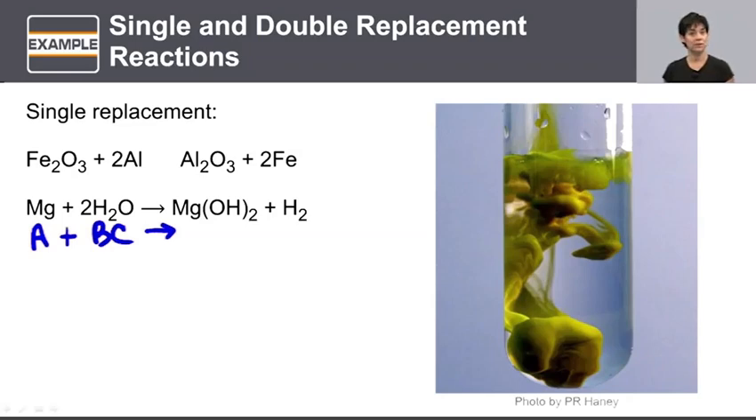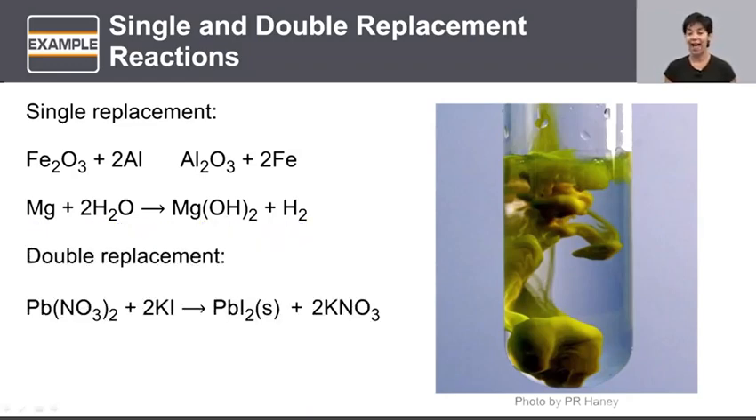When that single replacement reaction is complete, I'm going to have magnesium oxide, an AC, and I'm going to have some hydrogen gas, our new element. Did you also notice that with the oxygen in both of those examples, that makes it a combustion reaction as well? I'm sure you did.